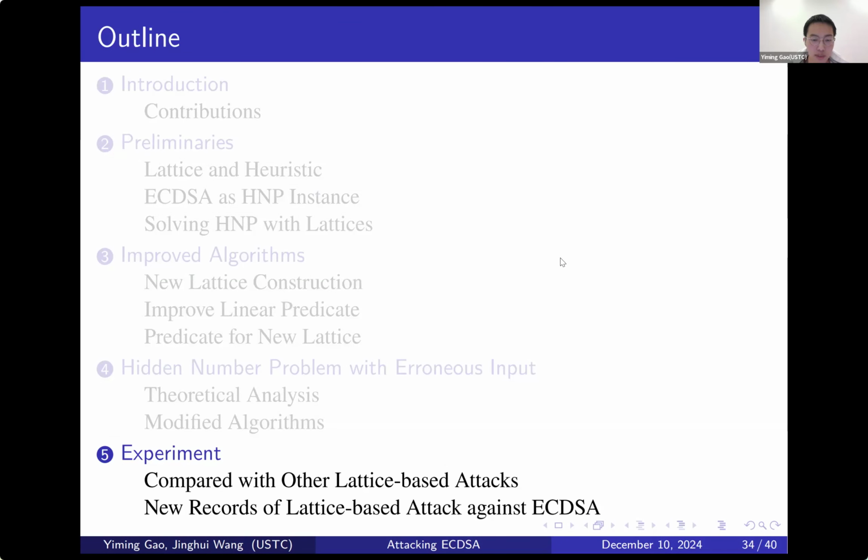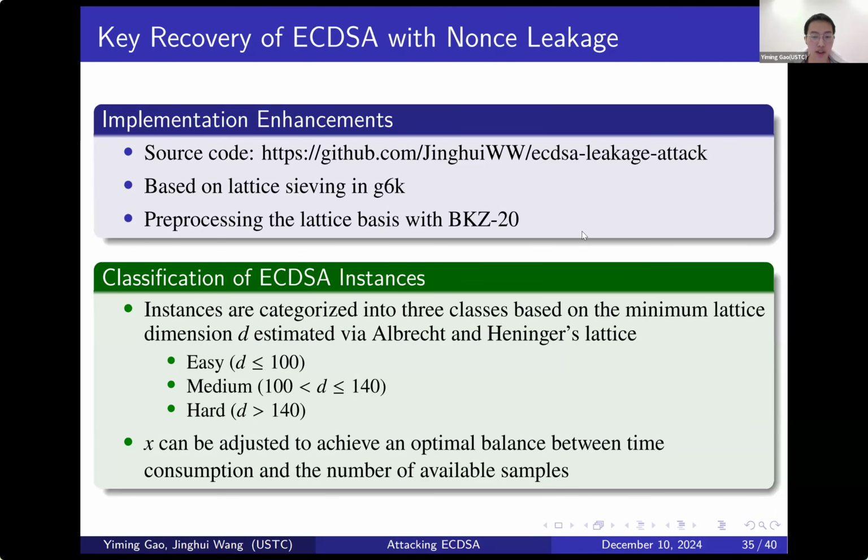Finally, I will talk about the experiments of our attack. Our source code is available on GitHub. The lattice sieving algorithm is based on the lattice sieving in G6K, and we use BKZ-20 to preprocess the lattice basis. We categorize instances into 3 classes based on estimated dimension: easy, medium, and hard ones. And x can be adjusted to keep balance between time consumption and the number of available samples.